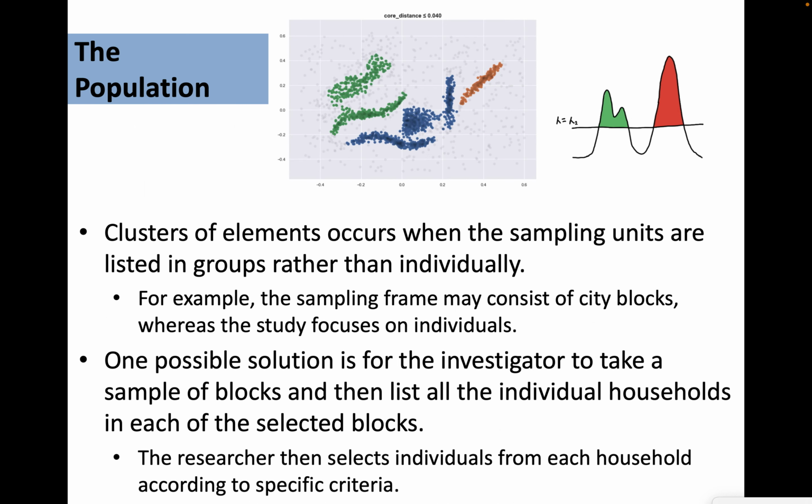Clusters of elements occur when the sampling units are listed in groups rather than individually. For example, the sampling frame may consist of city blocks, whereas the study focuses on individuals. One possible solution is for the investigator to take a sample of blocks and then list all the individual households in each of the selected blocks. The researcher then selects individuals from each household according to specific criteria.